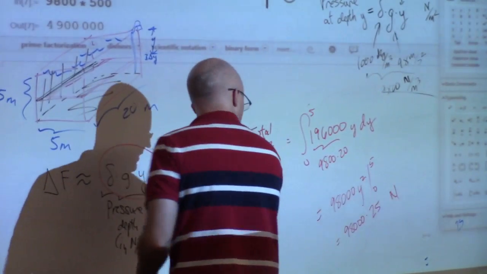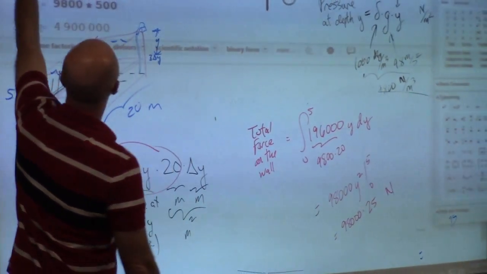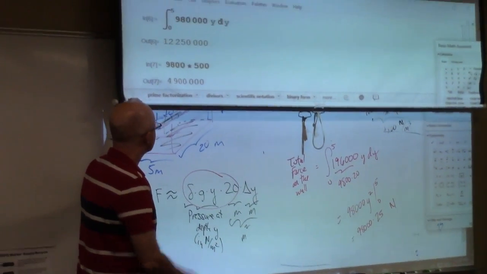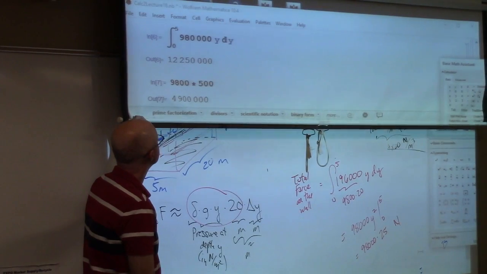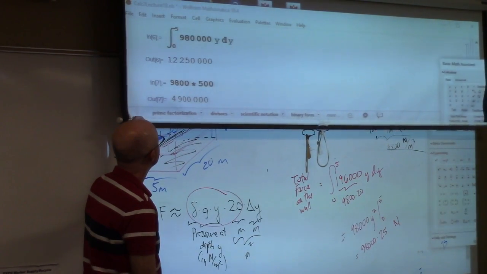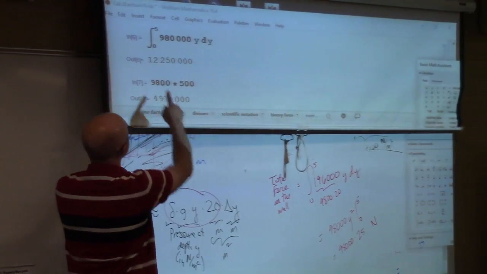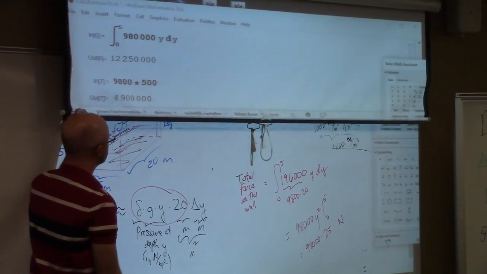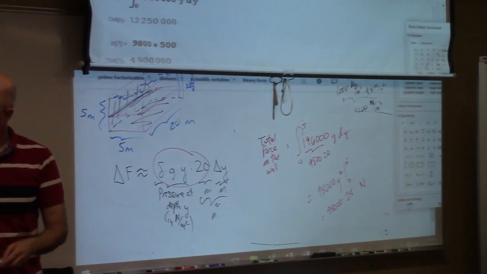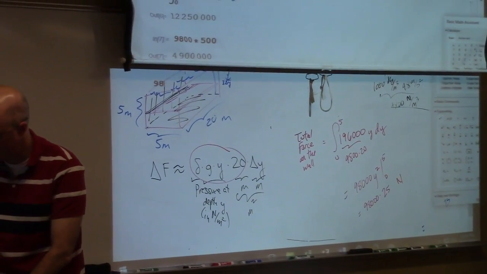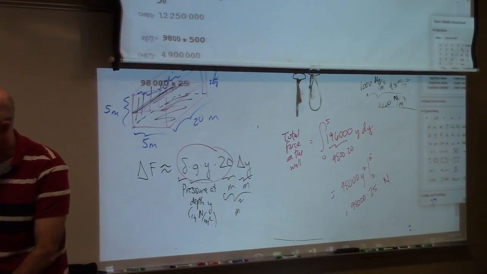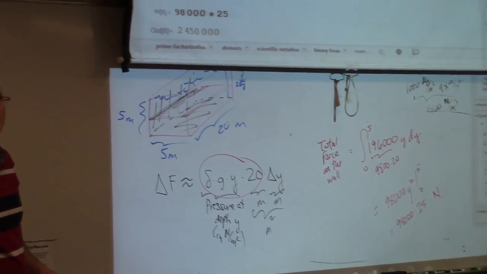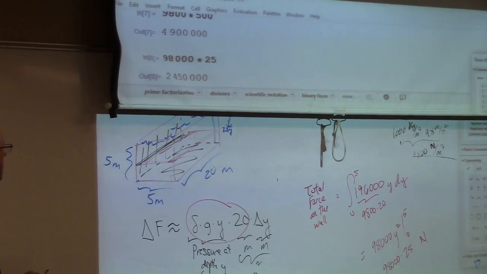By the way, while we were on break, I did mathematically calculate the other integral. You probably did right before the break. You get 4.9 million. No, excuse me. 12.25 million. The integral. This one we're going to get again 98,000 times 25. 2.45 million newtons is the force on the wall.